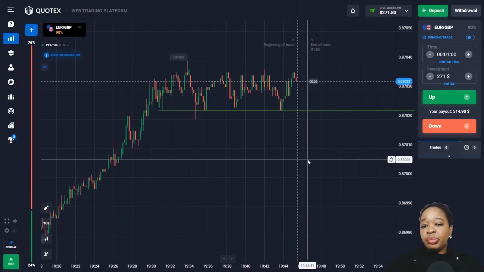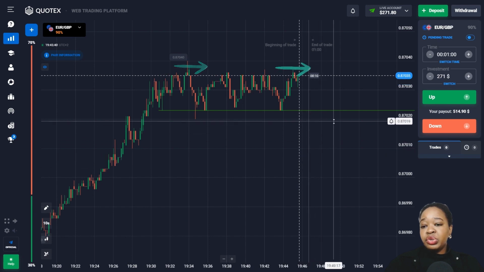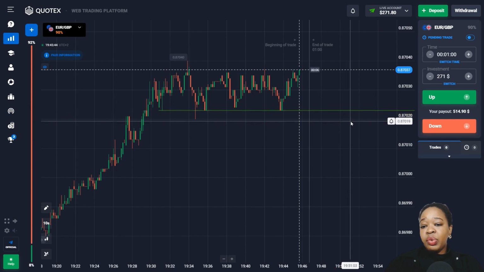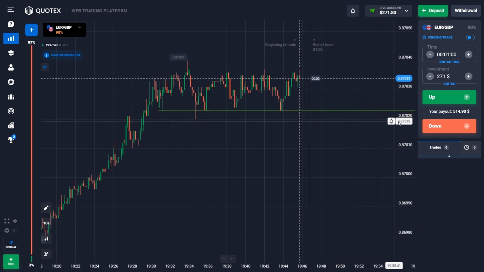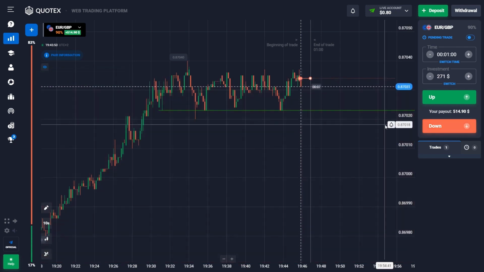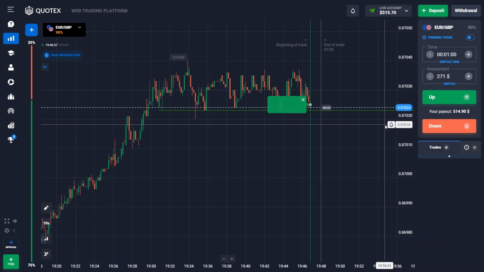So here you can see that the price approached the upper border of the channel, and I think that the price will be trending in this flat zone next. Hence I'm going to open a trade down for 1 minute. As you can see, the price approached this level and I got very good profit.